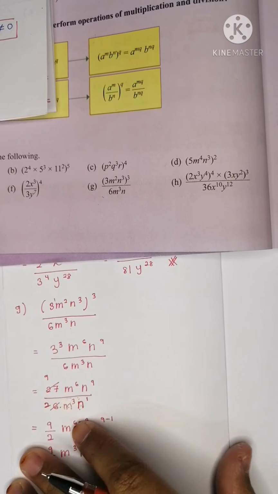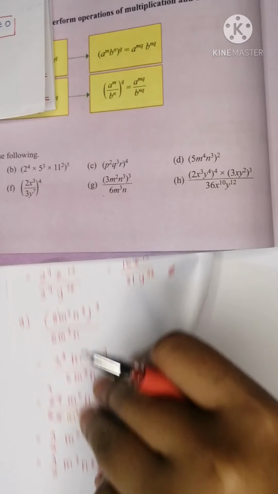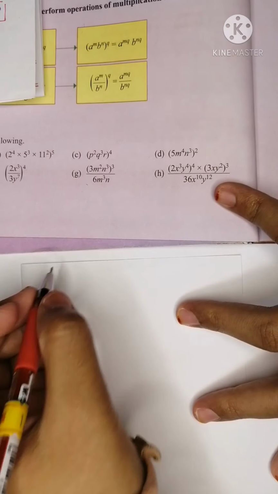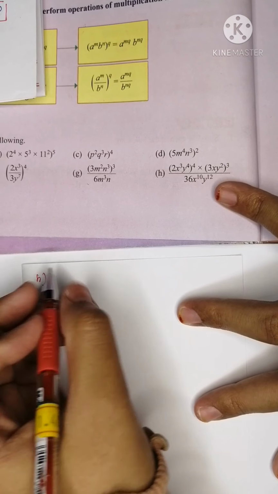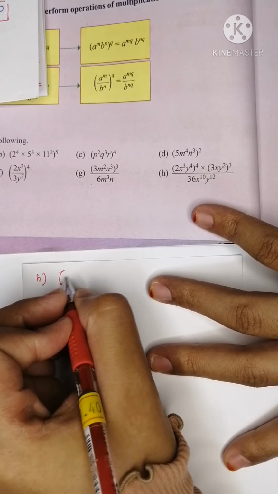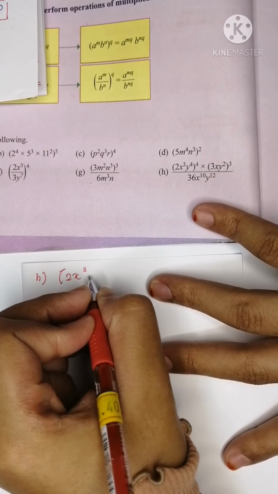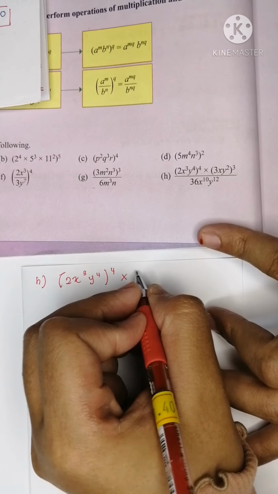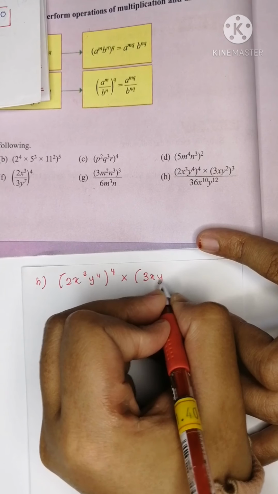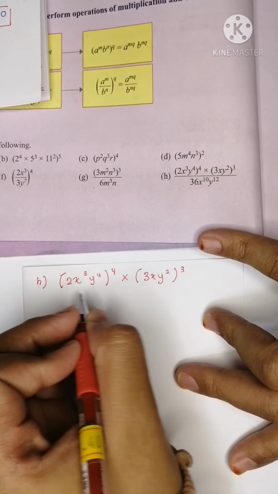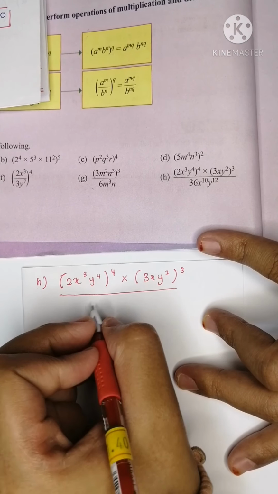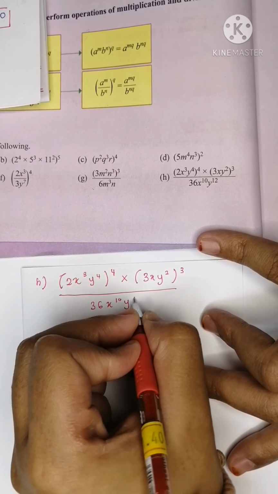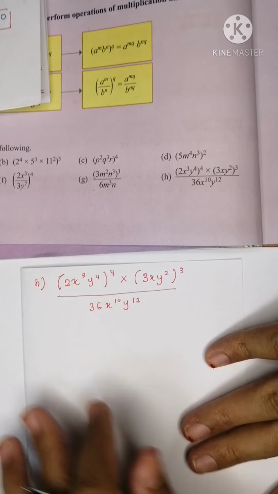Okay, now look at question H. I hope you can see. Question H is a little bit complicated, but it's okay. It's (2x^3 y^4)^4 times (3xy^2)^3, over 36x^10 y^12.